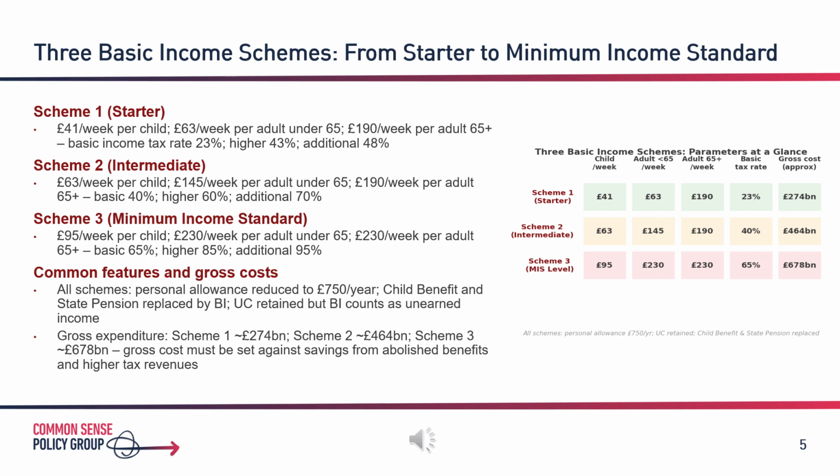The retention of Universal Credit is important to understand. Under all three schemes, the basic income payment is counted as unearned income in the Universal Credit calculation. This means that for households receiving UC, the basic income is partly offset by a reduction in their UC entitlement. For schemes 1 and 2, a small disregard is applied so that even UC recipients are better off under basic income than without it. For scheme 3, the payment is sufficiently high that no disregard is necessary. The BI payment alone exceeds most UC entitlements.